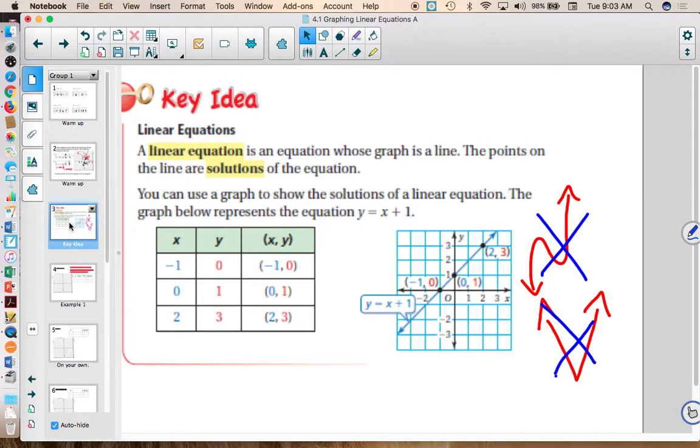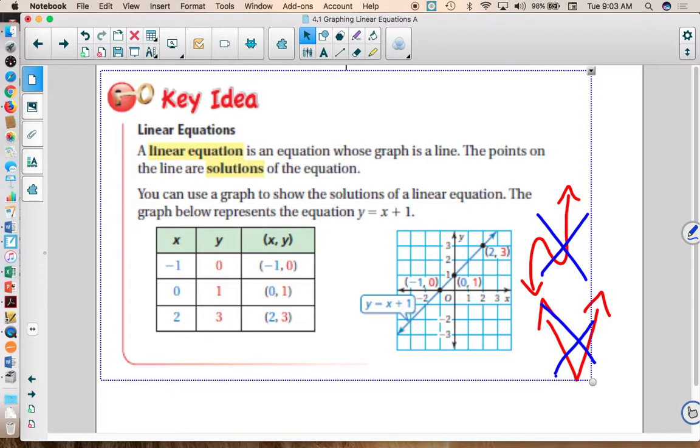You can use a graph to show the solutions of a linear equation. The graph below represents the equation x plus 1. Is it crossing the y-axis at the 1? Hello? Yes? Okay.